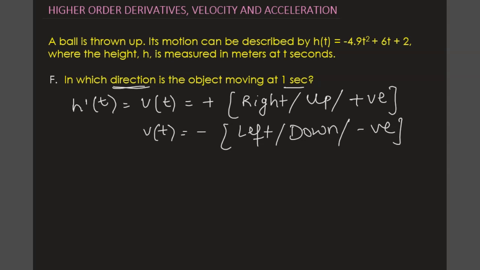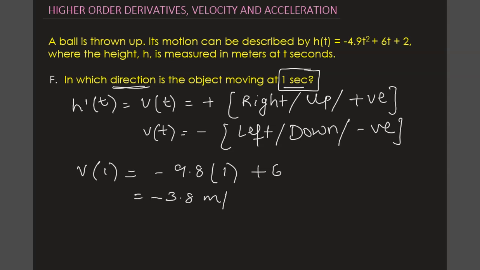Now in this particular case, all we have to do is find out the velocity at 1 second, because they want us to find out the direction at 1 second. Or in simple terms, they want us to find out the velocity at 1 second. Our velocity equation was negative 9.8t plus 6. In place of t, I'm going to put in 1. When I put it on the calculator, the result that I get is negative 9.8 meters per second. Velocity at 1 second is negative. We can conclude that the object is going down.